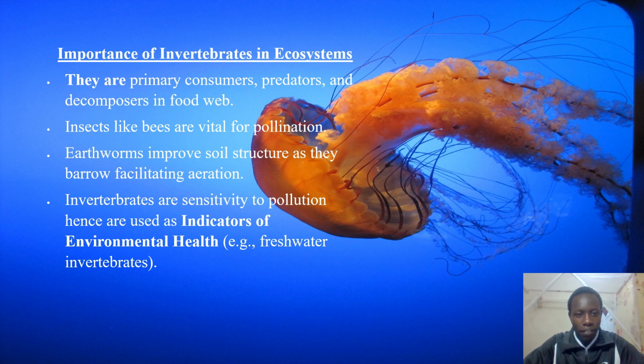Invertebrates are sensitive to pollution. Hence, they are used as indicators of environmental health, e.g., freshwater invertebrates. These organisms, you will realize, their tissues or their parts of the body are more advanced in that they can detect pollution. Scientists have developed a way that they use these organisms to detect polluted environments, e.g., freshwater invertebrates. They are used to detect polluted water. We'll come and discuss them.